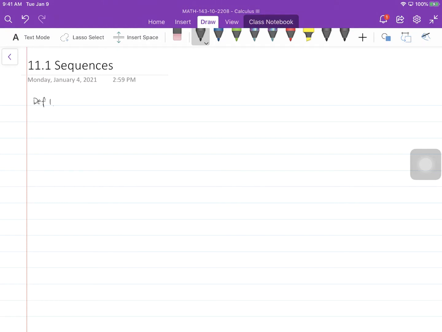Everyone, this is our first section, which is in chapter 11. 11.1 is all about sequences, and starting from 11.2, we will learn series. So firstly, let's take a look.